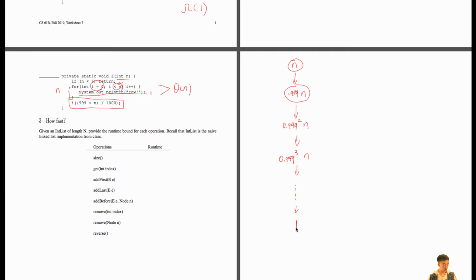Right? And in each of these function calls, we are taking a linear runtime with respect to the input. So that being said, the first function call gives you a theta n, and the second one gives you a theta 0.999 n, and the third recursion call gives you a 0.999 squared n, and the next one is 0.999 cubed n, all the way until theta 1.